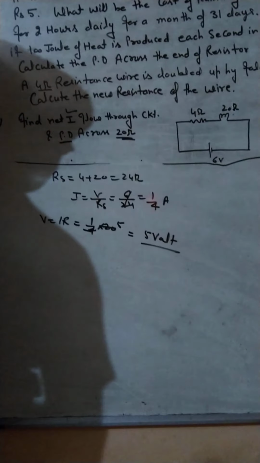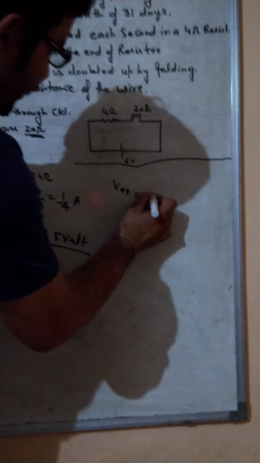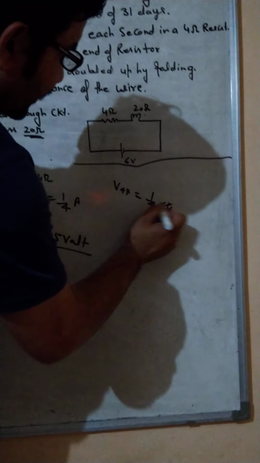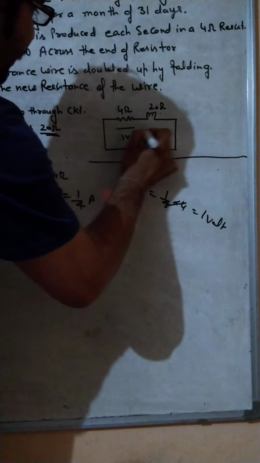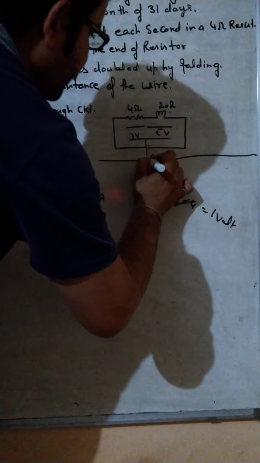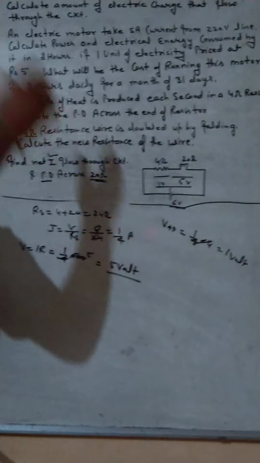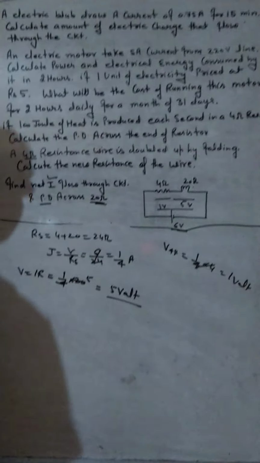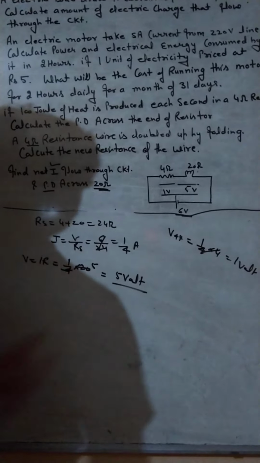In that case, if we apply it across 4 ohm, that will be I, 1 upon 4 into 4, that will be 1 volt. Let's check it. There is 1 volt and there is 5 volt. Then total is 6 volt. That is the right answer. In that manner, you can check whether your calculated answer is correct or not, because the sum of both voltages is equal to the applied voltage. I hope you enjoyed that lecture.